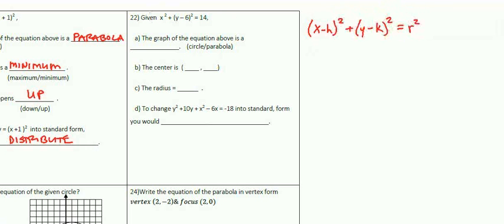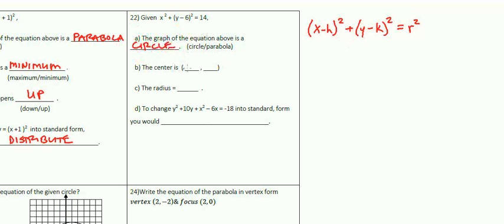And notice in this equation the x value is squared, just like the standard form of a circle, and the y value is also squared, just like the standard form of a circle. So this must be a circle. If it were a parabola, then the y value would not be squared.